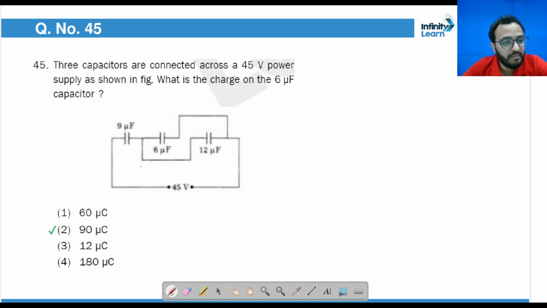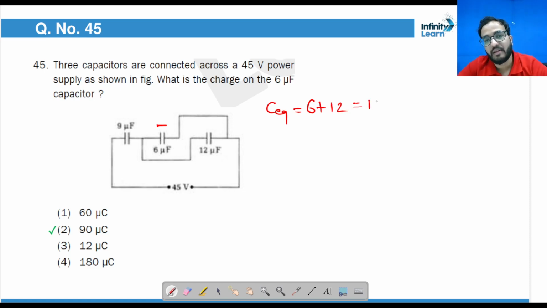45 here. Again, same thing. Very simple question. What is the charge on the 6 microfarad capacitance? So obviously, first of all, what you do is find out the C equivalent. So these two, 6 and 12, are in parallel. So it will be 6 plus 12, that is 18 microfarad. You know this? Okay. Now we can say that it is 9 microfarad and 18.